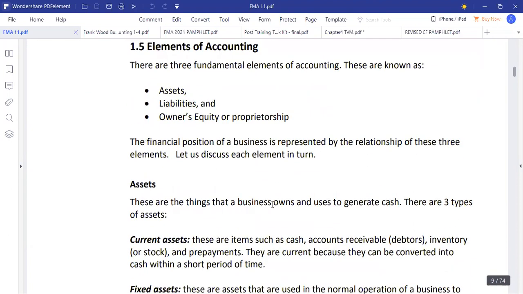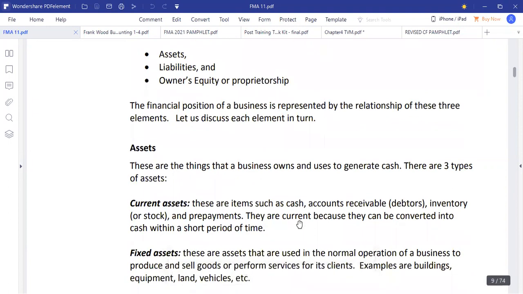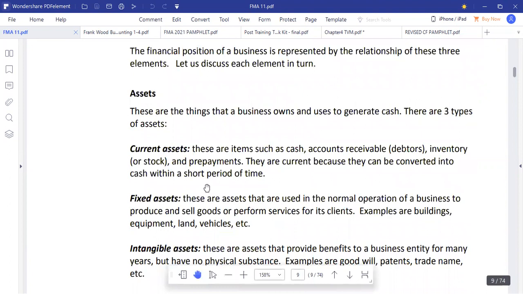These are related in the following ways. When you're dealing with assets, we're dealing with what the business owns to generate cash. There are three main types of assets that you need to know. They are what we call the current assets. They are also what we call the fixed or intangible assets. So the fixed are the tangible, the intangible, we'll talk about them later on.